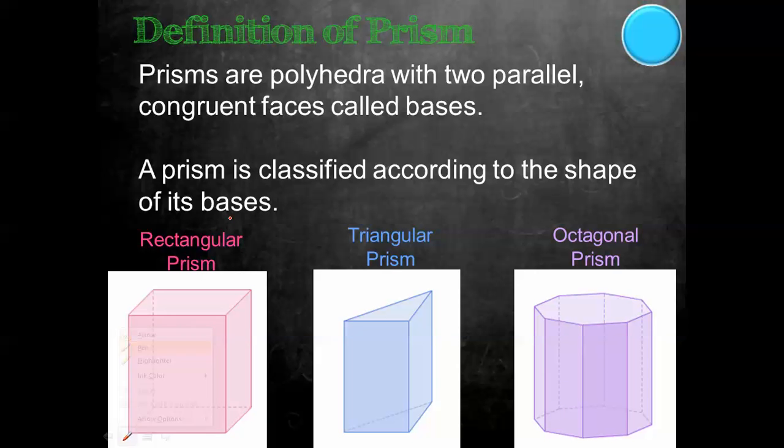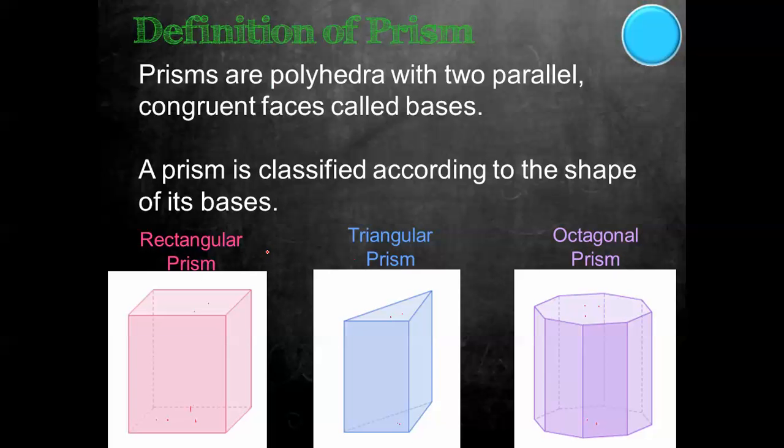Okay, a prism now is a polyhedron with 2 parallel congruent faces called bases. So a prism is a more specific polyhedron. Now, when we classify prisms, we classify them according to the shape of their bases. So for example, the base here, the 2 parallel sides are rectangles. So this is a rectangular prism. Here, the 2 bases, the ones that are parallel, are triangles, so it's a triangular prism. Here, the 2 bases are octagons, so we call it an octagonal prism.